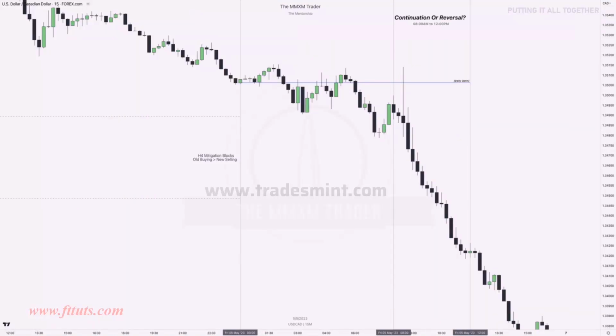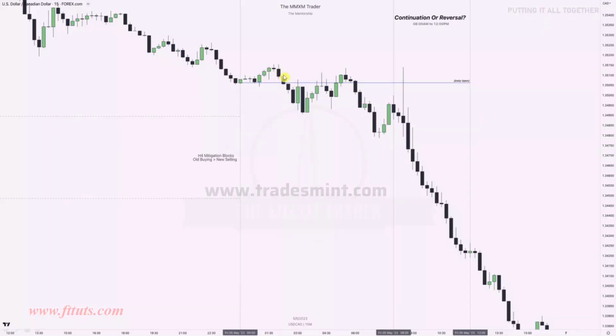We ask ourselves, is this more likely to be a continuation or a reversal? So what do we wait for? We wait for our time window, that 8 a.m. to 12 p.m. time window, that bread and butter window. Draw out your New York Midnight opening price as always. Never forget this. Always draw this out on your chart.